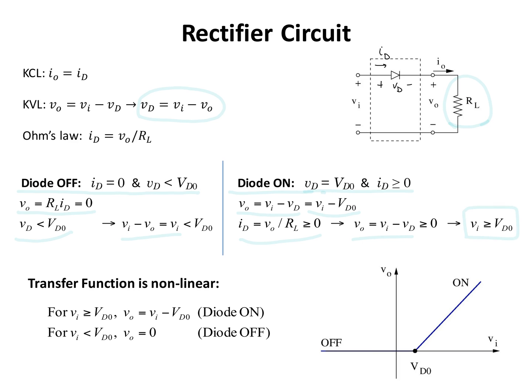So I can draw the transfer function, a graph of Vout versus Vi, and I know that for Vi values less than VD naught, the diode is off and Vout is going to be equal to 0, and for Vi greater than VD naught in this region, the diode is on and Vout is going to be equal to Vi minus VD naught. Let's see how we can use this transfer function for drawing an output voltage waveform for a given input voltage waveform.